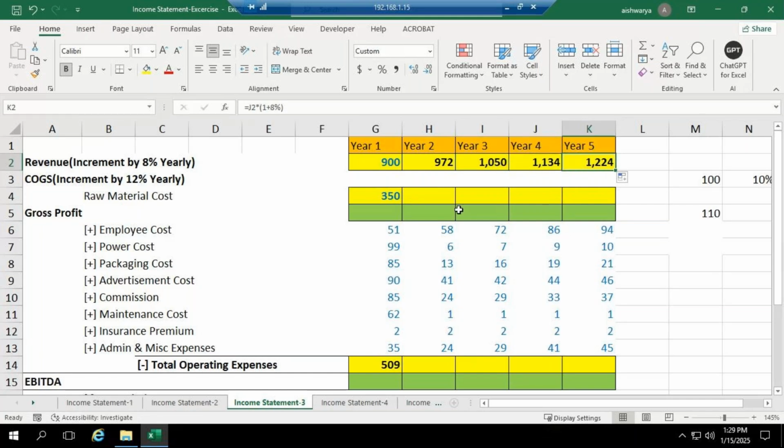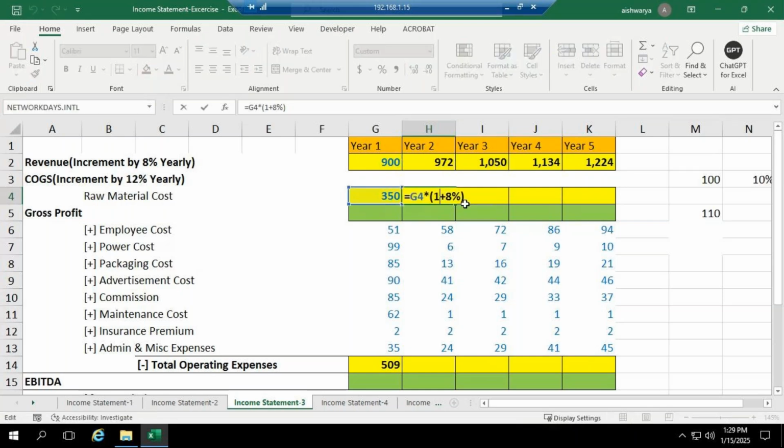After that, you have to copy this, and this is about the COGS, the cost of goods sold. Just copy and paste this. The same formula will be copied with 8% per annum.